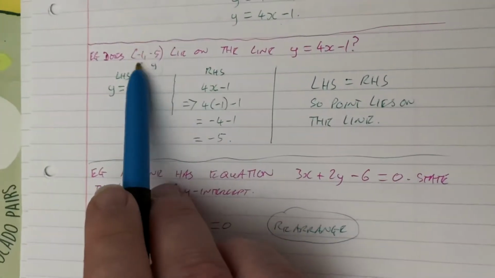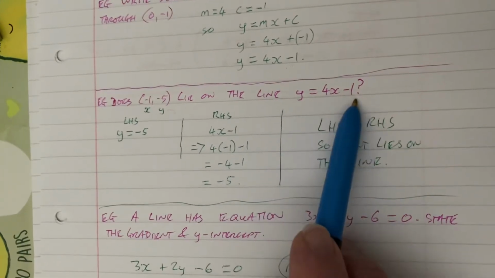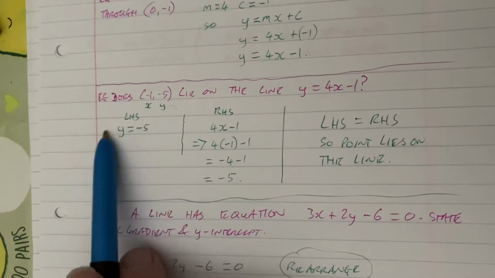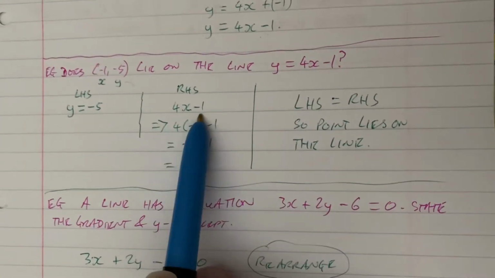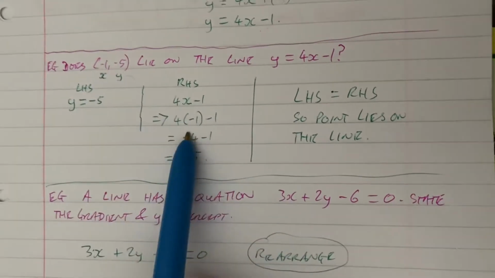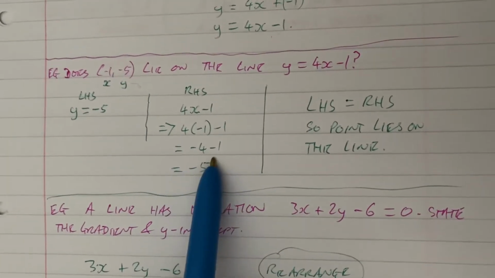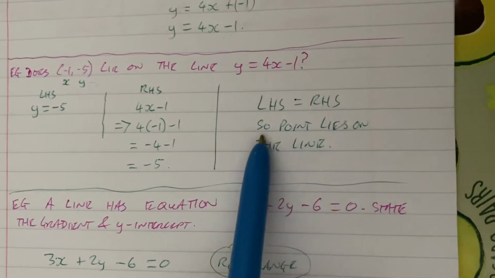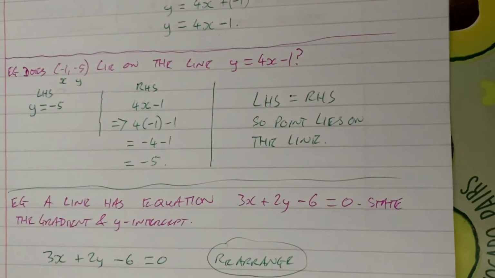Looking at the next one, does (-1, -5) lie on the line y equals 4x minus 1, i.e. the line we've just done? So our left-hand side, which is y, is negative 5. Our right-hand side is 4x minus 1, so we sub in the negative 1 for x. So 4 lots of negative 1 is negative 4, minus the other 1 is negative 5. The left-hand side equals the right-hand side, so the point lies on the line. This will be useful later on in the course.